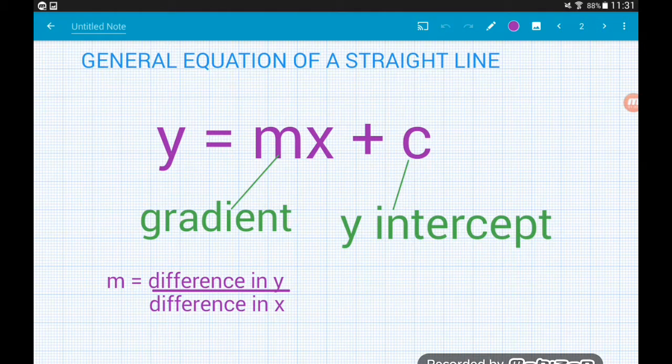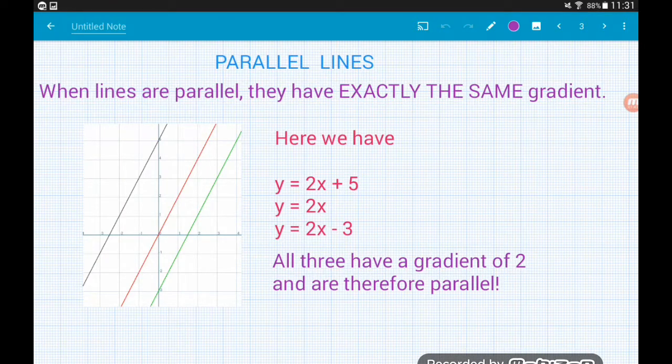So that's really where we're going to go into a bit more detail with the parallel lines, because I didn't mention that in the equations of straight lines video. Remember then that if two lines, or any amount of lines, are parallel, then it means they have exactly the same gradient. So it means that m is the same in all of their equations.